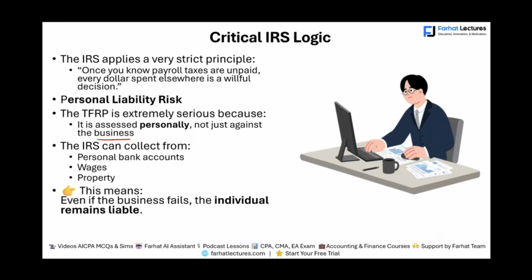So you have to know what you are doing, especially when it comes to payroll taxes. I mean, most likely you are studying for the EA exam. On Farhat Lectures, we do have a payroll course if you want to be a little bit more involved with payroll. I strongly suggest you take it.